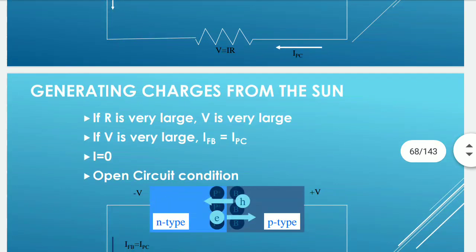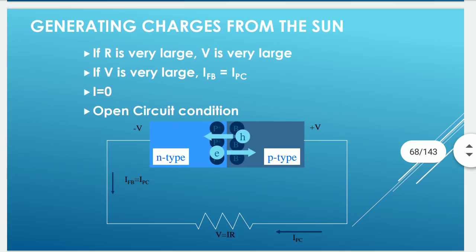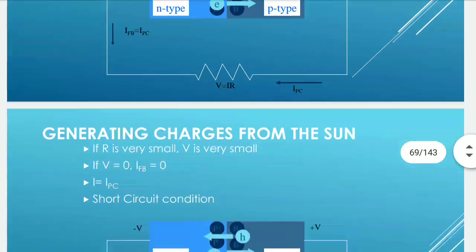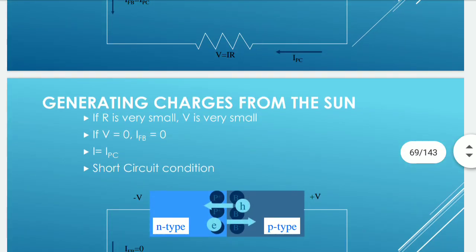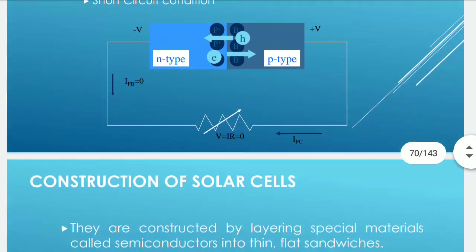Generating charge from the sun. If R is very large, V is very large. If V is very large, I_FB and photocurrent are equal, then I equals 0. Then I equals 0, the open circuit condition. If R is very small, V is small, V is 0, I_FB is 0, I is equal to I_PC, the short circuit condition.